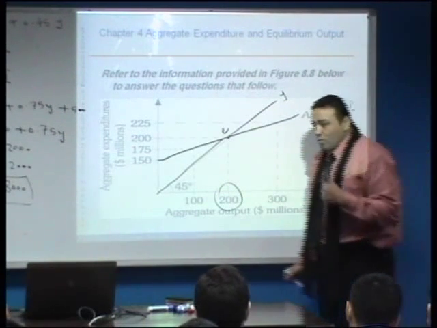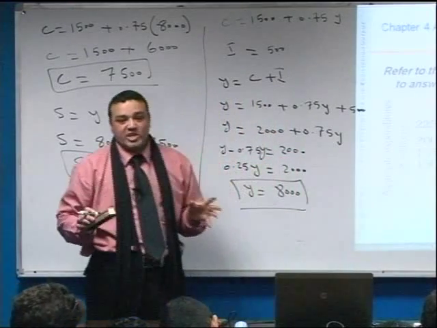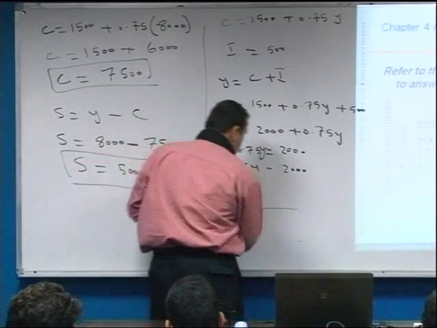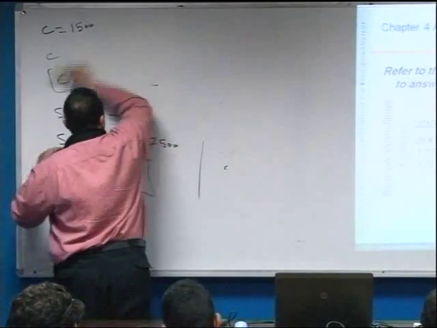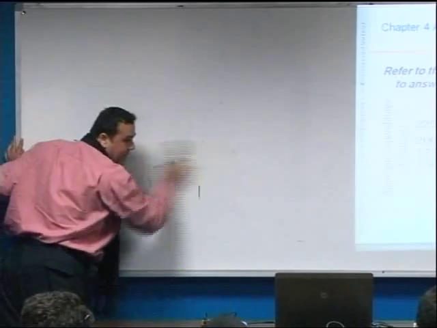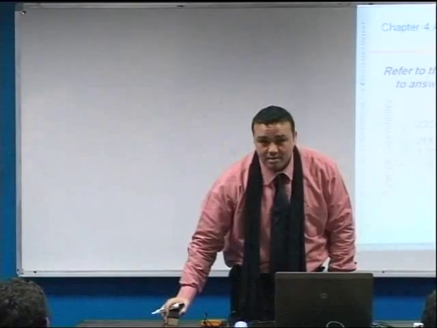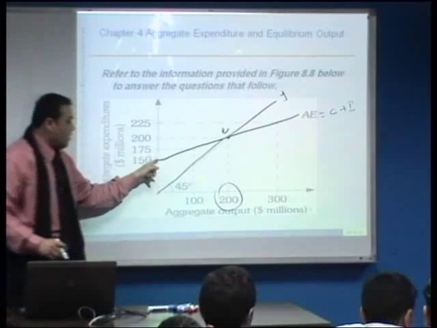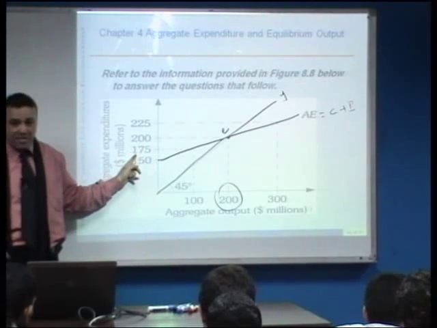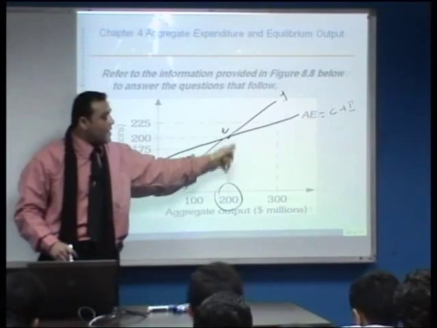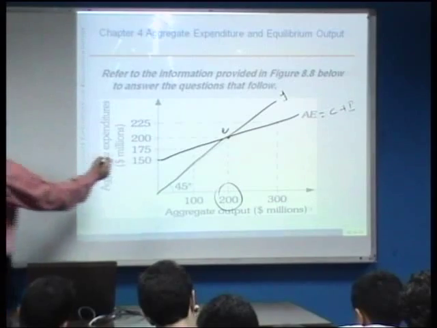The question is, derive the aggregate expenditure function. As you know, the aggregate expenditure function includes the autonomous aggregate expenditure plus the slope of the function times Y. The autonomous aggregate expenditure equals how much? 150, right? And we have to calculate the slope of the aggregate expenditure function. So equals how much?